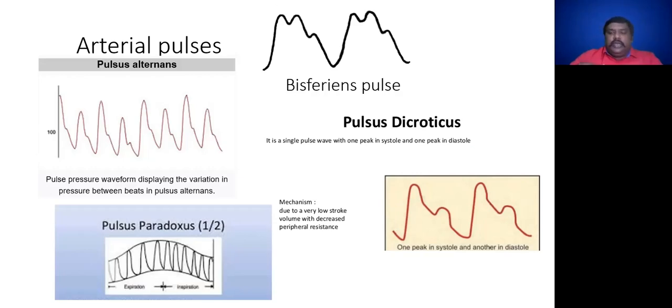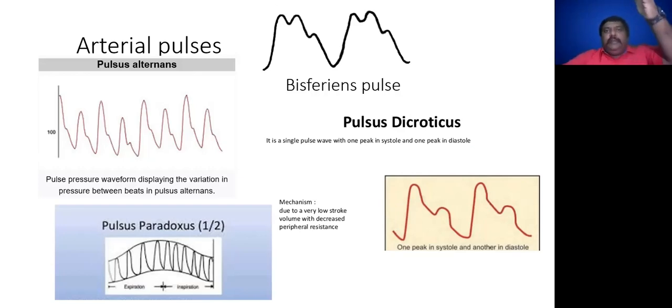Next, we will go to the bisferiens pulse. That is the second category. The spelling of bisferiens pulse is B-I-S-F-E-R-I-E-N-S, bisferiens pulse. You can see the picture.